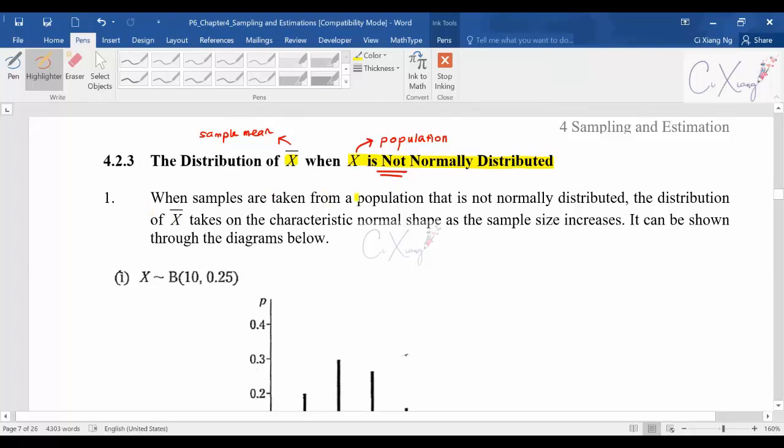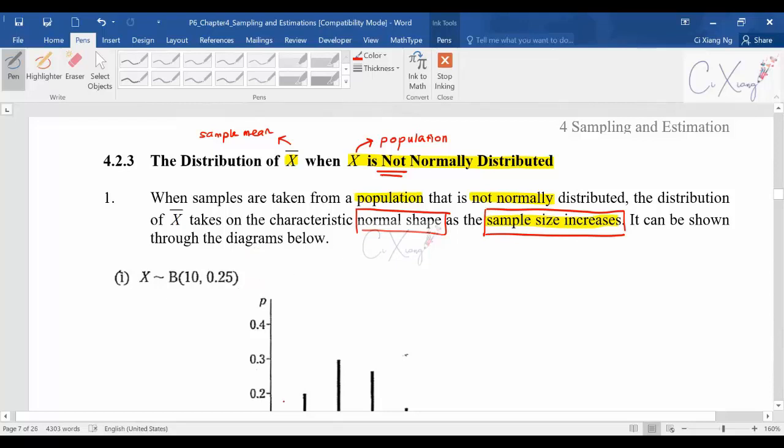When you are taking a sample from a population that is not normally distributed, then the distribution takes the characteristic of normal shape as the sample size increases. So that means when your population is not normal, it doesn't matter, because if your sample size increases, then they will also show you the characteristic of the normal distribution. It can be shown through the diagram below. All right, the diagram below is just for your understanding.